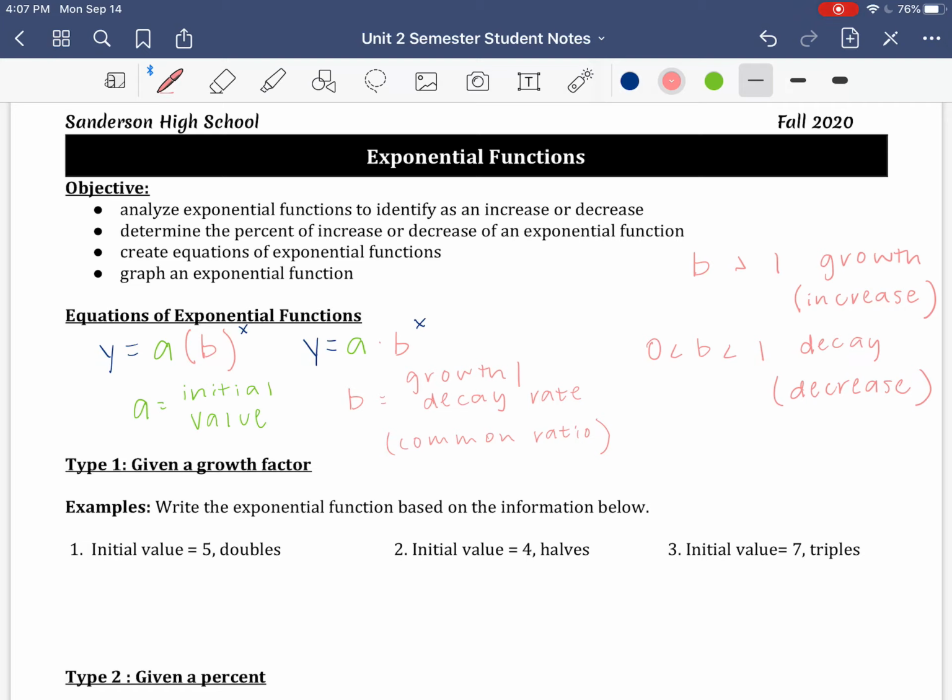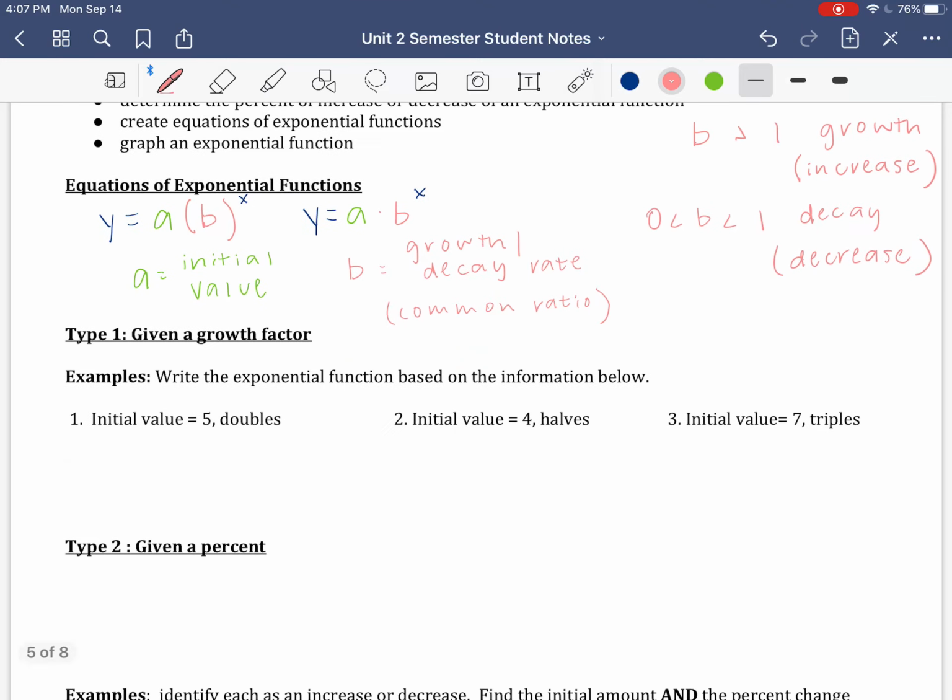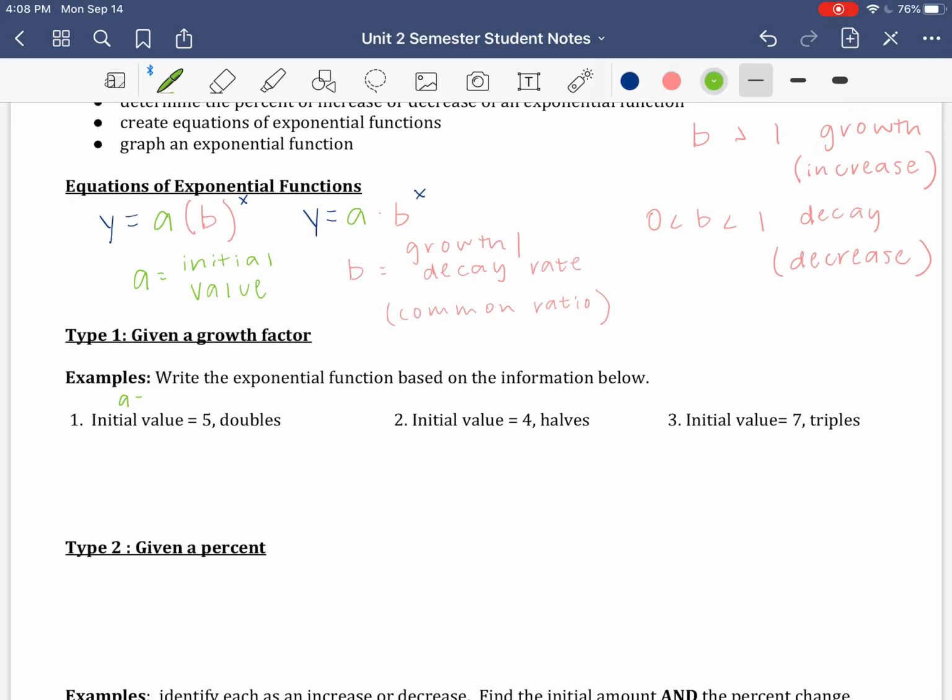There's kind of two types that happen. Sometimes you're given a growth factor or a rate at which you're growing just as a phrase. So in this first example, number 1, the initial value is 5, and it doubles. So if our initial value is 5, that means a equals 5. And doubling, we know, means times 2. So it's as simple as saying that my b value is 2. That's what we're multiplying by.